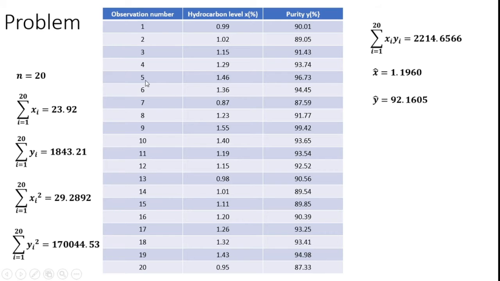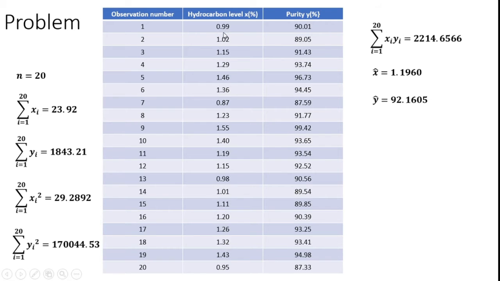For understanding, we may utilize an example problem from the Montgomery book, Applied Statistics and Probability for Engineers and Scientists. From this I can pick a problem for understanding purposes. The problem has 20 observations available for purifying oxygen in an experiment. They vary the hydrocarbon level. Here the hydrocarbon level is the independent variable and the response is purity. So they conducted 20 experiments.